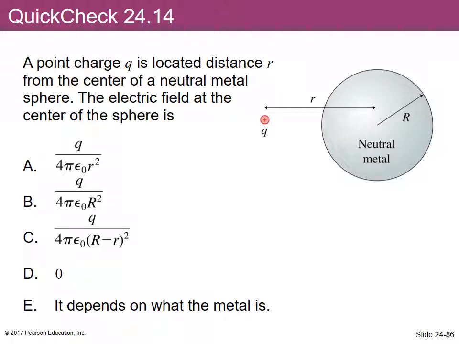A point charge Q is located distance r from the center of a neutral metal sphere. The electric field at the center of the sphere is... The answer is D. Draw a spherical Gaussian surface around the sphere. The total enclosed charge is 0, so the electric field must be 0.